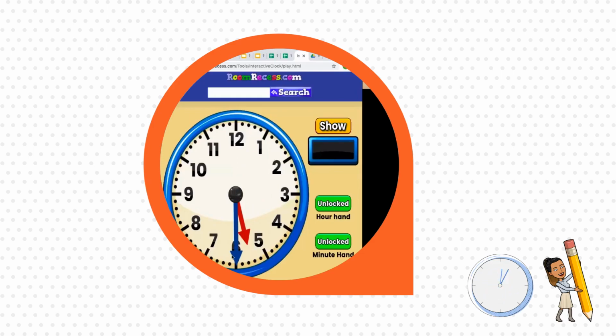It's 5:30. It's 5:30 because our hour hand is still telling us it's 5, but our minute hand is telling us there's 30 minutes that have passed. So we are at 5:30. Let's see if you are right. Yep, we're at 5:30. Let's do 1 or 2 more actually.